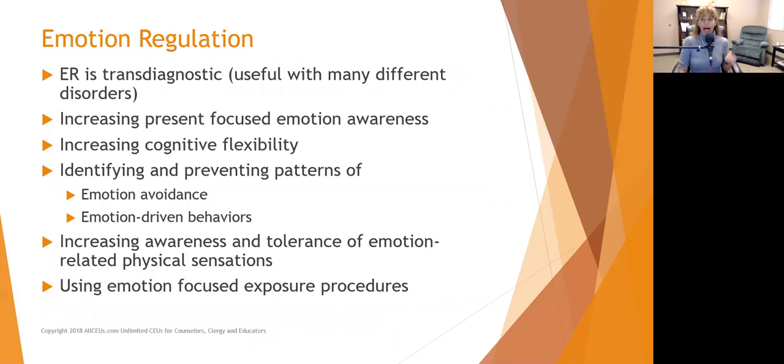Identifying and preventing patterns of emotion avoidance. We don't want people to go, oh, I can't feel that, or I don't want to feel that, or that's too painful. Learning how to feel emotions and tolerate them is really important. And preventing patterns of emotion-driven behaviors.